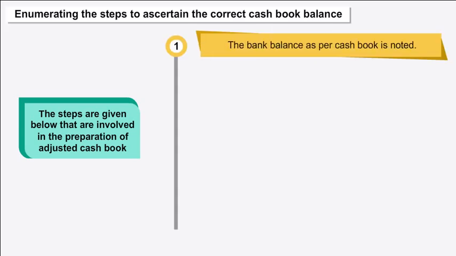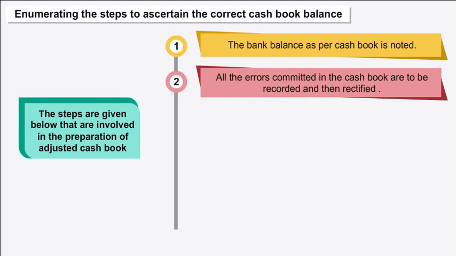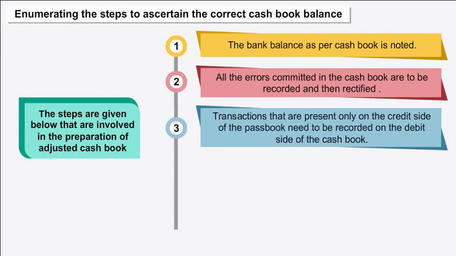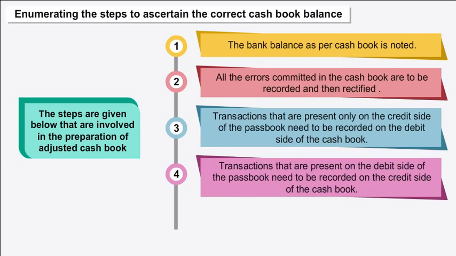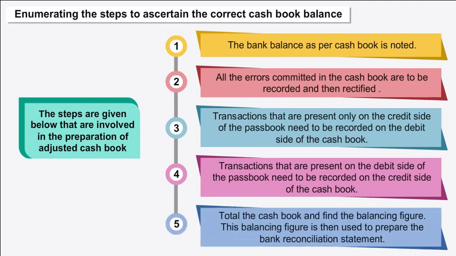1. The bank balance as per cash book is noted. 2. All the errors committed in the cash book are to be recorded and then rectified. 3. Transactions that are present only on the credit side of the passbook need to be recorded on the debit side of the cash book. 4. Transactions that are present on the debit side of the passbook need to be recorded on the credit side of the cash book. 5. Total the cash book and find the balancing figure. This balancing figure is then used to prepare the bank reconciliation statement.